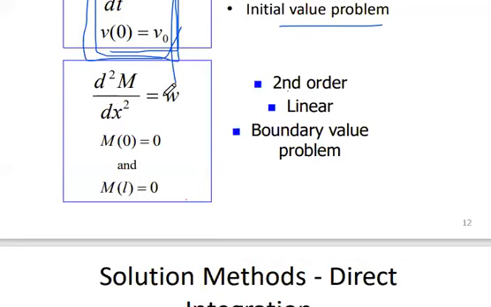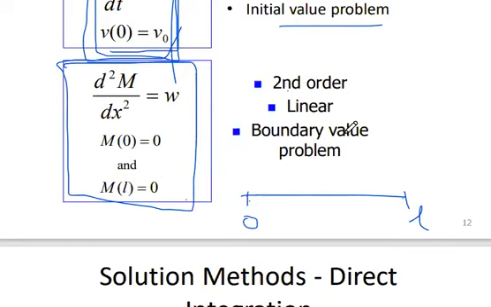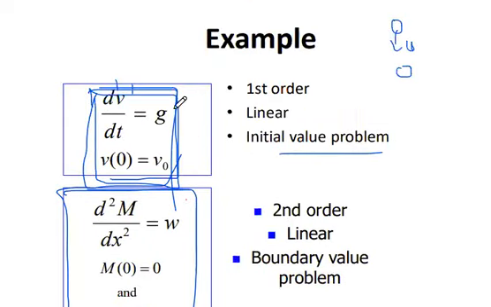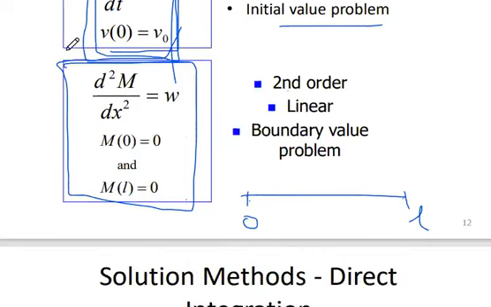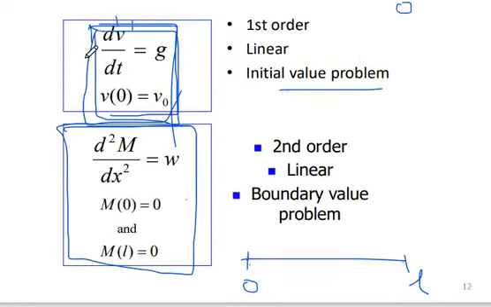So this is a second order linear differential equation, but here M is unknown, right? But you know this unknown function at two points, the two ends. The domain X varies between 0 and L. So you know this unknown function at these two ends, left end and right end. The equation with these two conditions is called a boundary value problem. So this is a boundary value problem, and this is an initial value problem, because you know the unknown function at the boundaries.